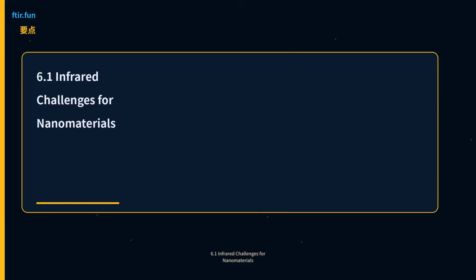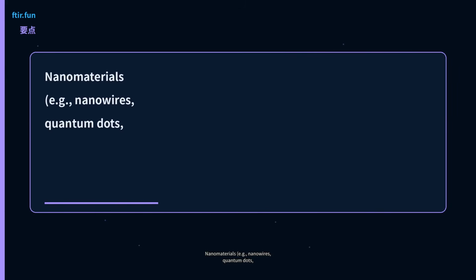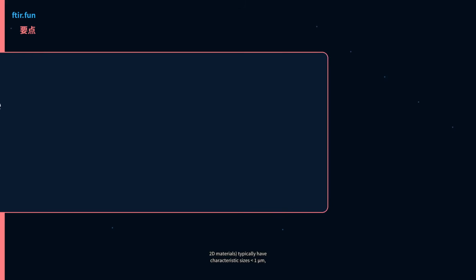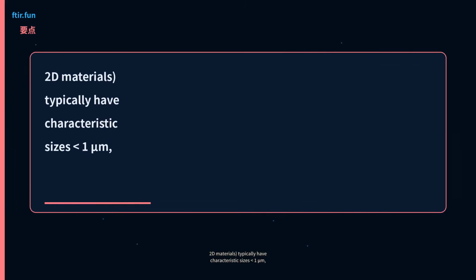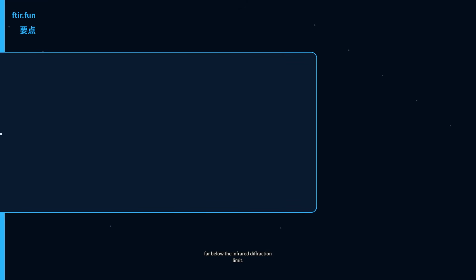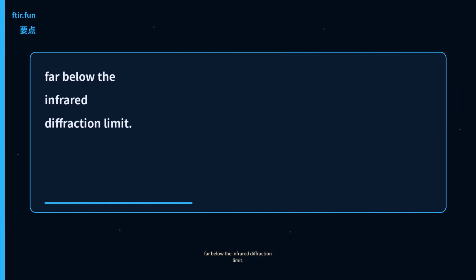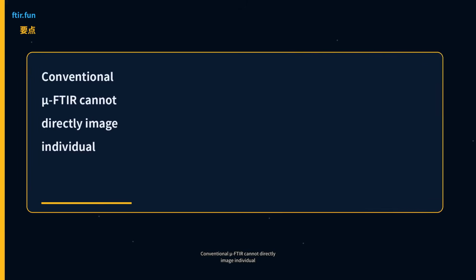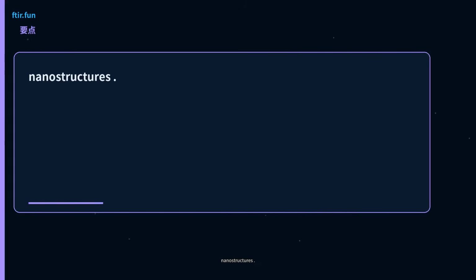Next, typical application case 2, nanomaterial characterization. 6.1 Infrared challenges for nanomaterials. Nanomaterials, e.g., nanowires, quantum dots, and 2D materials typically have characteristic sizes below 1 micrometer, far below the infrared diffraction limit. Conventional FTIR cannot directly image individual nanostructures.